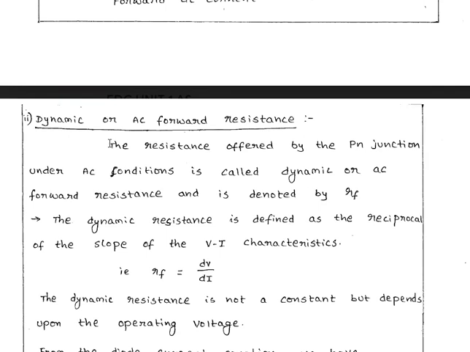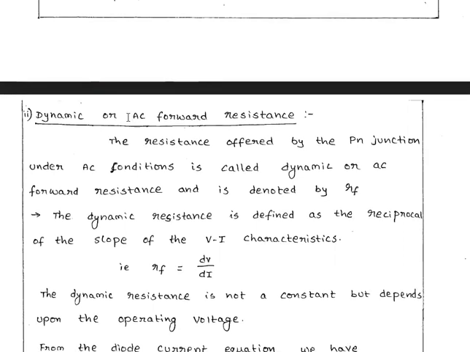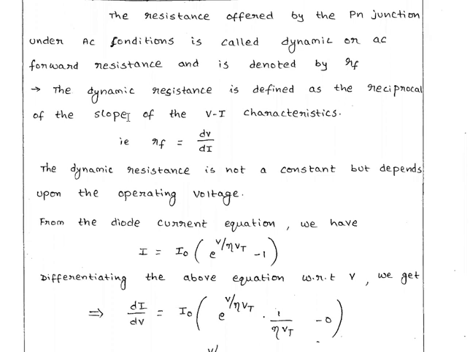If you want the dynamic or AC forward resistance, the resistance offered by the PN junction under AC condition is called dynamic or AC forward resistance and is defined as small rf. The dynamic resistance is defined as the reciprocal of slope. Previously, we have seen how it becomes the reciprocal of slope. rf is equal to dV by dI, that is equal to 1 by slope of VI characteristics.